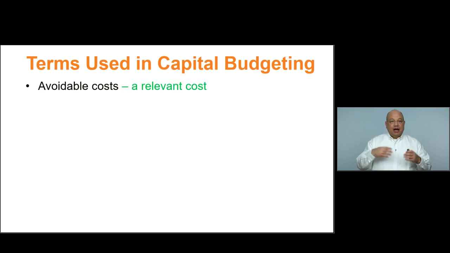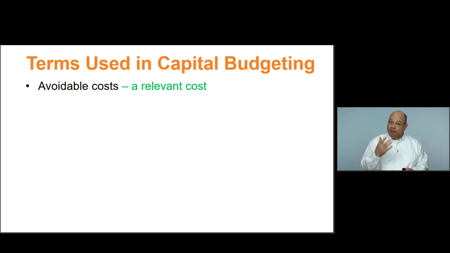So the first term is unavoidable cost. Well, the name is descriptive here, as a lot of these names are. Unavoidable cost is one that we can avoid by not making a decision or by making a decision. Depending on what we choose, this cost will or will not be incurred.